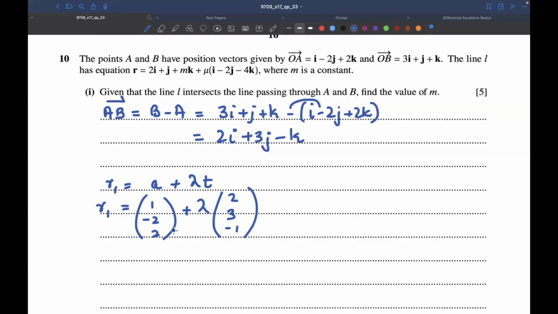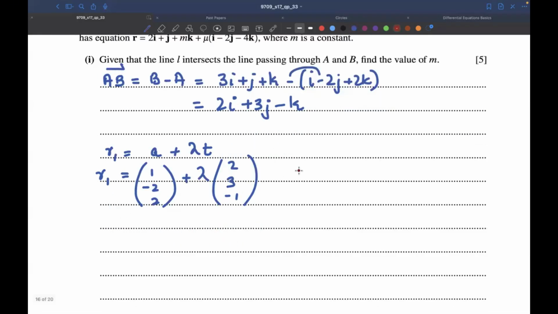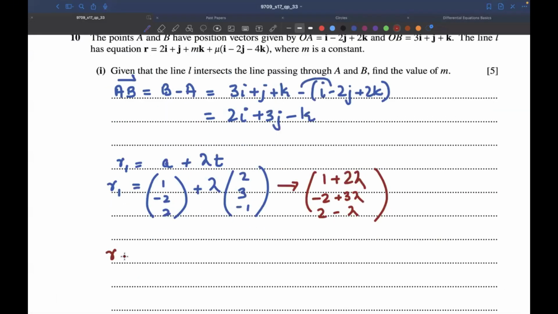Now, as they are intersecting, what we'll simply do is write this in parametric form. This will become 1 plus 2 lambda, this is already in parametric form, and this will become 2 minus lambda. And the equation of line L we can write as 2i plus mu into 1, so 2 plus mu. The j component is 1 minus 2 mu, and for mk we'll write m, and minus 4 times mu will become minus 4 mu.